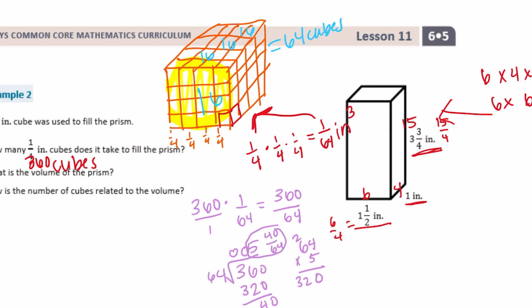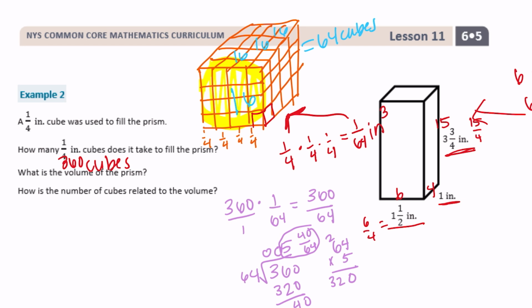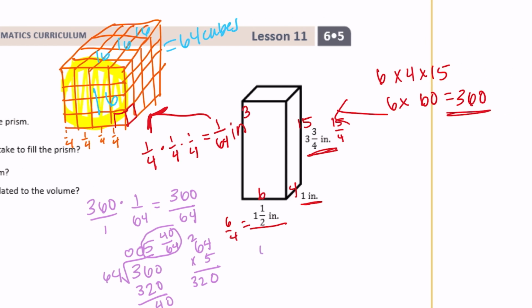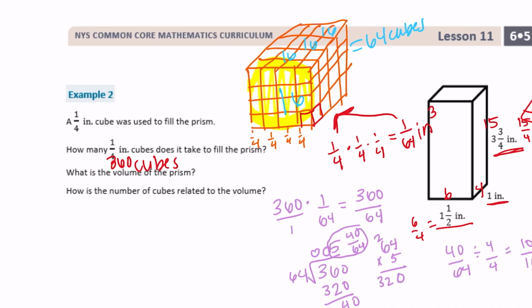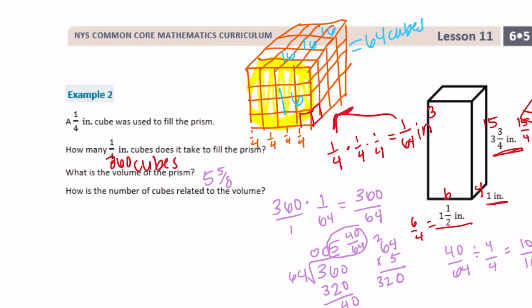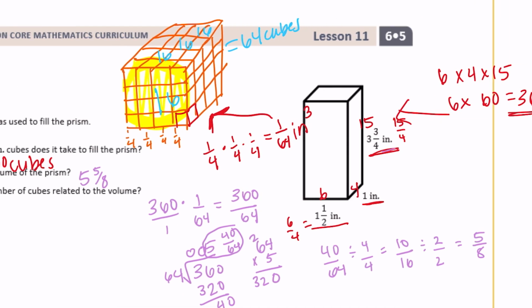I'm just going to leave it as a fraction because we're working with fractions, but we can reduce 40/64ths. We can divide them both by 4. We get 10/16ths, and I can keep going. I can divide them both by 2. 5/8. So 5 and 5/8 inches cubed would be my volume.